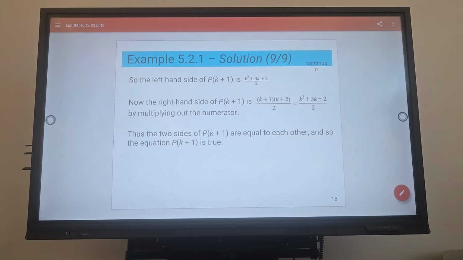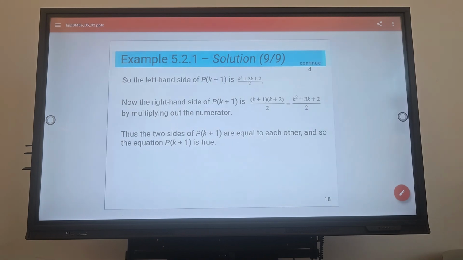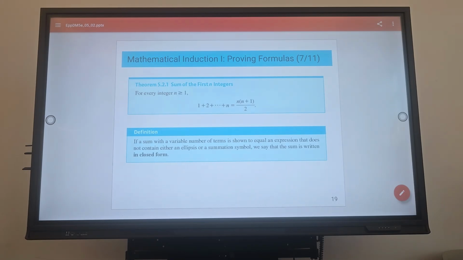Now the right-hand side of P(k+1) is (k+1) times (k+2) over 2, which is equal to (k squared plus 3k plus 2) over 2 by multiplying out the numerator. Thus, the two sides of P(k+1) are equal to each other, and so the equation P(k+1) is true. So, the sum of the first n integers is equal to n times (n+1) all over 2.